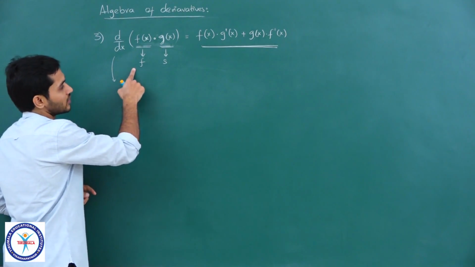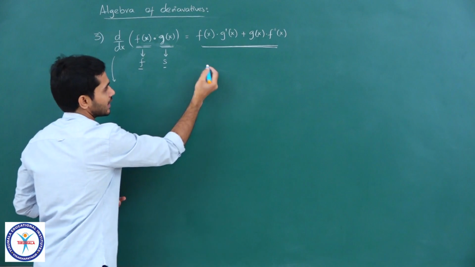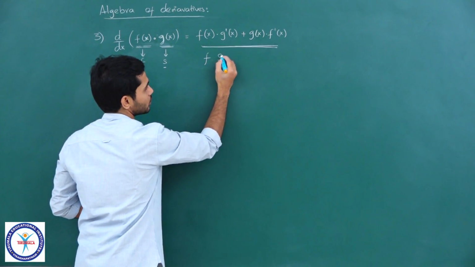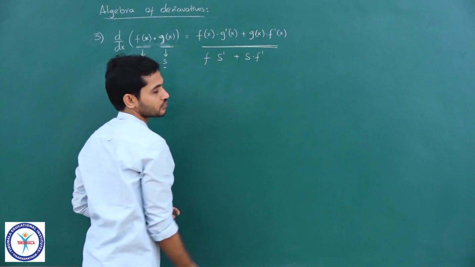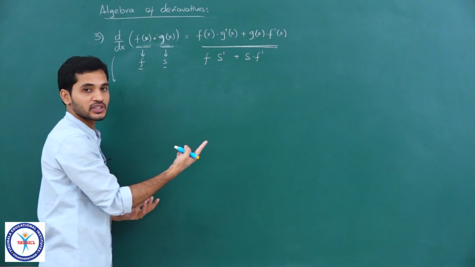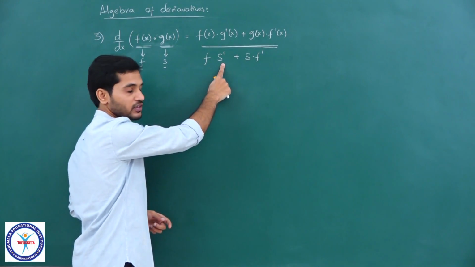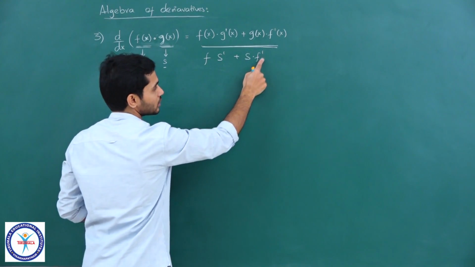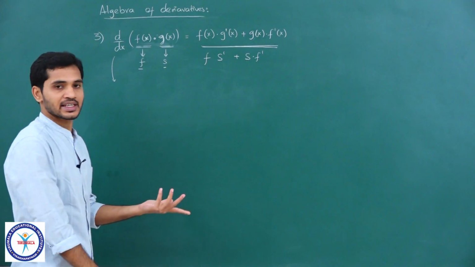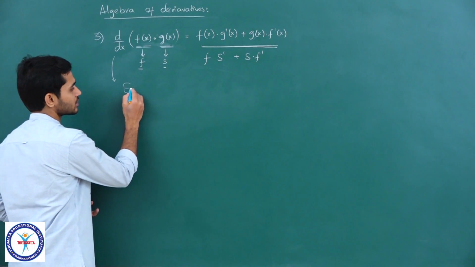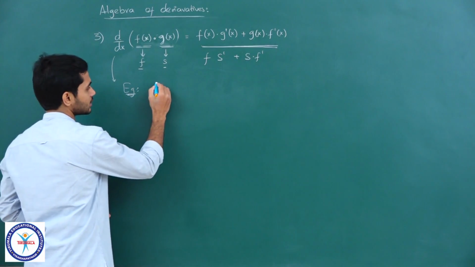So, first into derivative of second. If this is f and this is s, I can understand this as first into s dash plus second into f dash. You understand what dash means, right? It is the derivative. First function into derivative of second function plus second function into derivative of first function. So, let us see an example, right. Examples will help us understand better. So, let us consider this case.